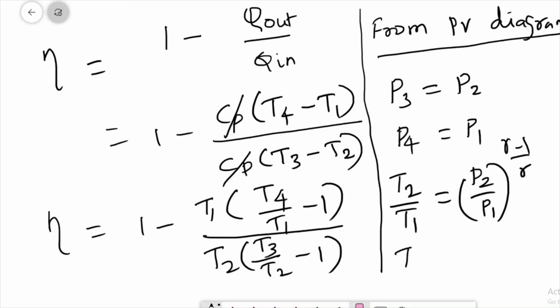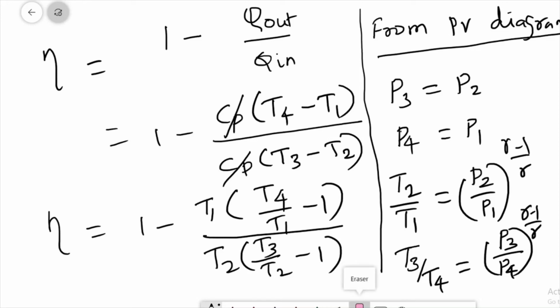Similarly, we can write it for isentropic expansion, which happens between 3 and 4. So T3 by T4 equal to (P3 by P4) whole power (gamma minus 1) by gamma. So this we need to further simplify. How are we simplifying this? Let us see.